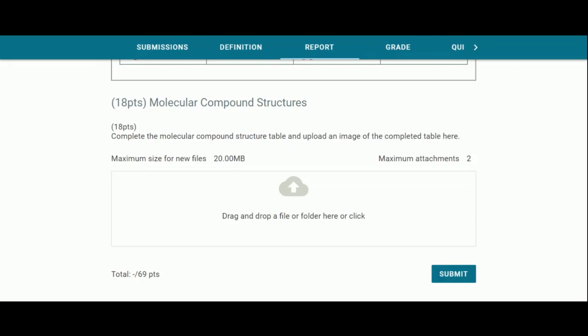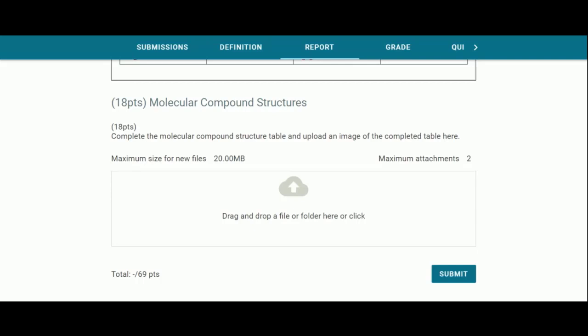But you're essentially going to have to draw the Lewis structure, indicate the steric number, the electron group arrangement. I'll indicate what's meant by steric number. And then the number of bonded atoms, molecular shape, and whether it's polar or not. So let's take water for an example here.